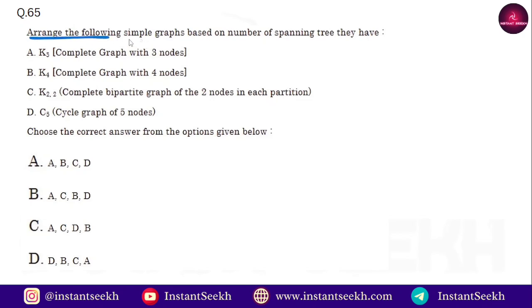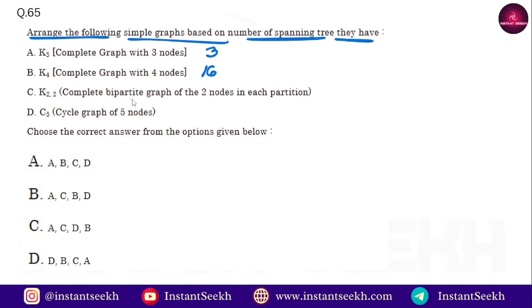Okay, arrange the following simple graphs based on the number of spanning trees they have. K3, a complete graph with 3 nodes, has 3 spanning trees. K4, a complete graph with 4 nodes, has 16 spanning trees.